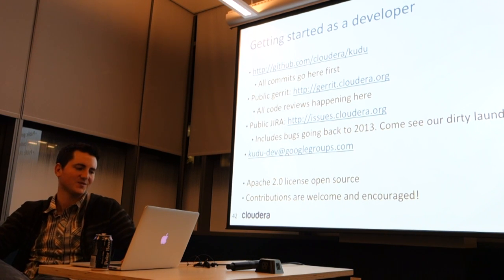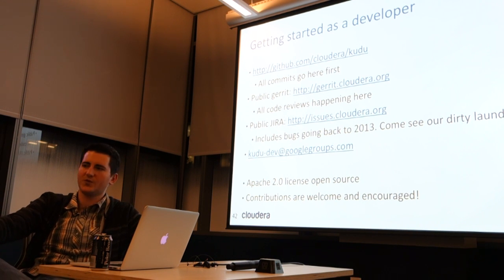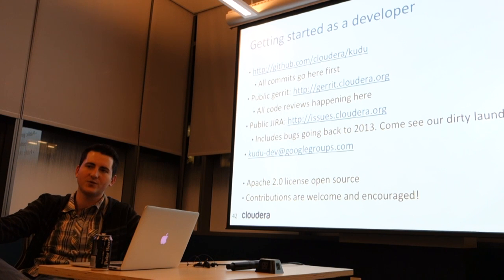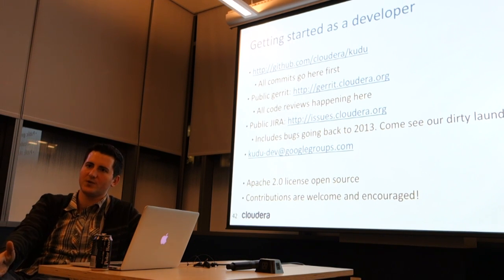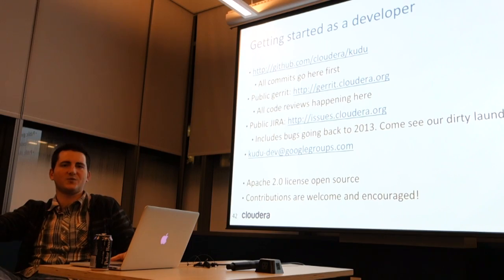Those I didn't mention customers. We have a public Gerrit instance, so if you want to publish a patch for Kudu, don't do it through GitHub. Go on Gerrit, it's going to use your GitHub credentials, and then you can push the patch to Gerrit. We'll do the code review there, and Gerrit will do the commit. It's an Apache 2.0 license. Obviously, we're going Apache. So if you want to contribute code, you're very welcome.